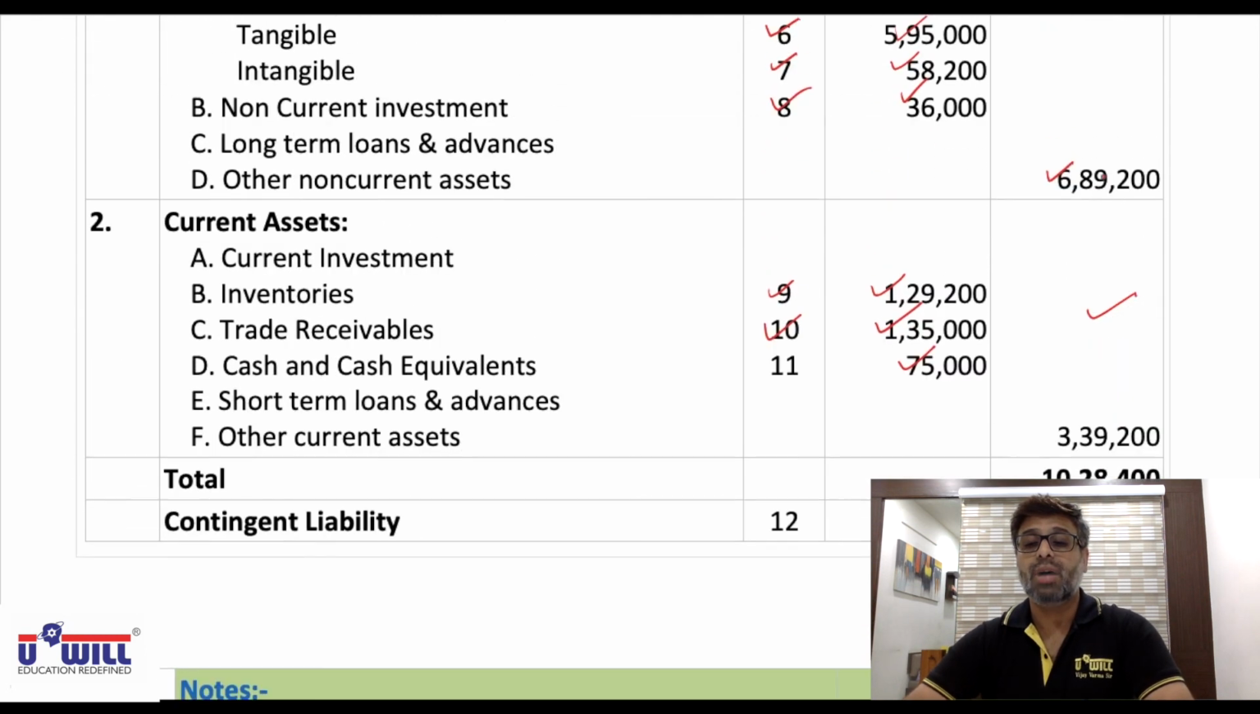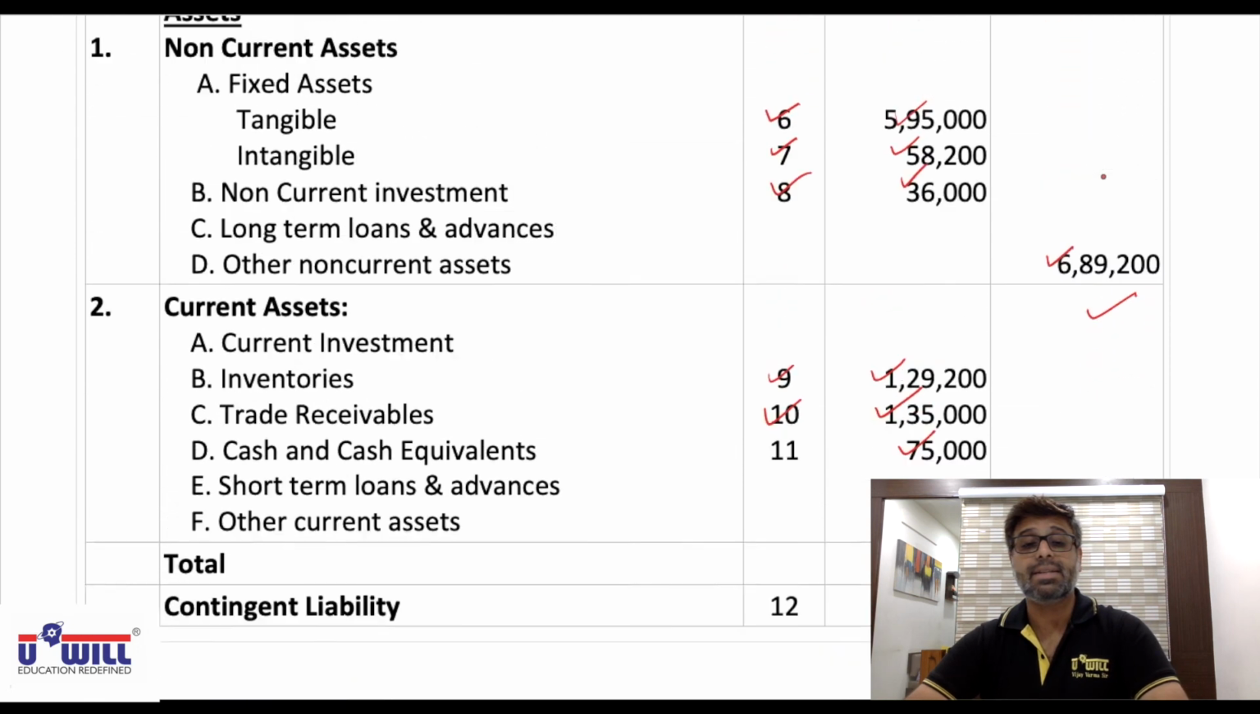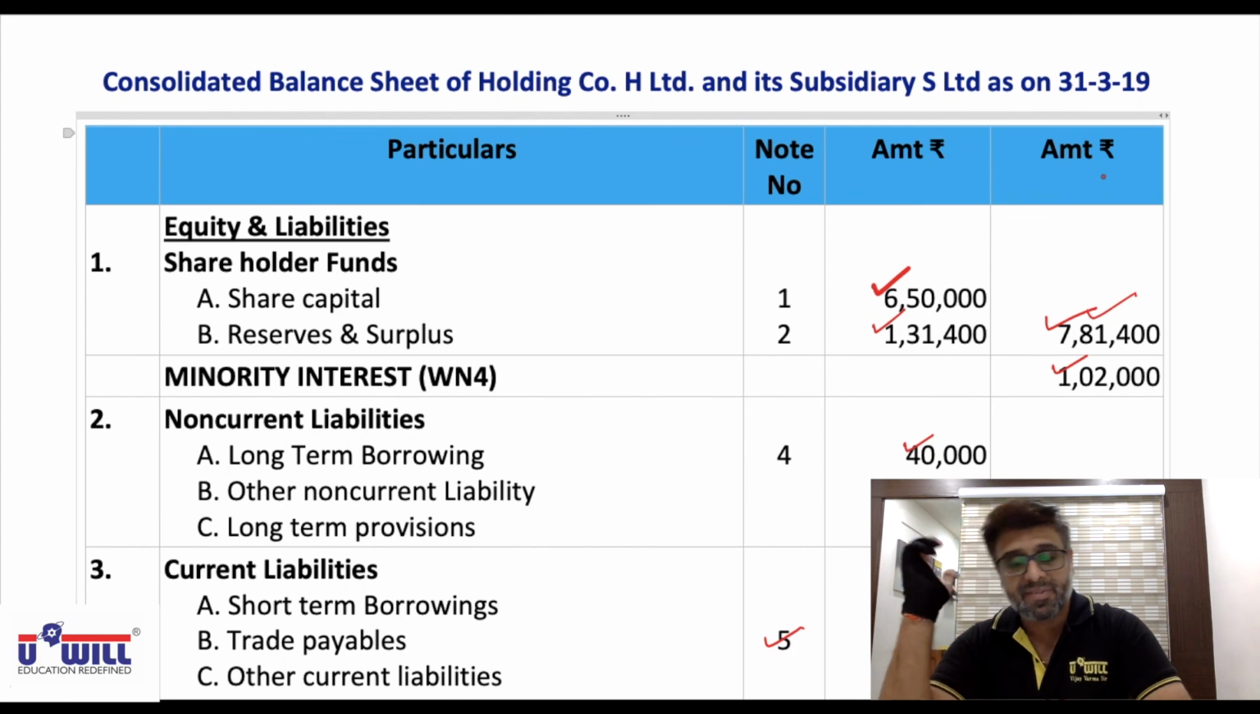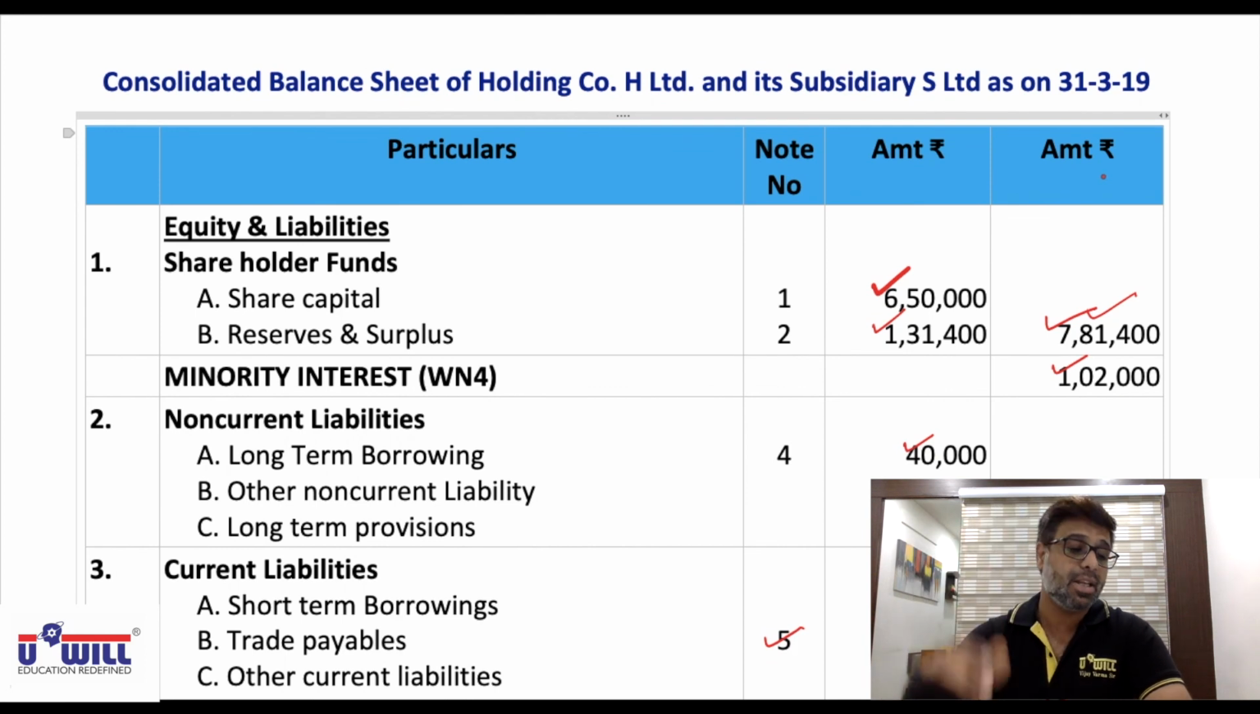So I hope all of you would have got the balance sheet correct. This is how we have to solve the questions. 5 workings are compulsory, and then if unrealized profit is there, 6 workings will be there.